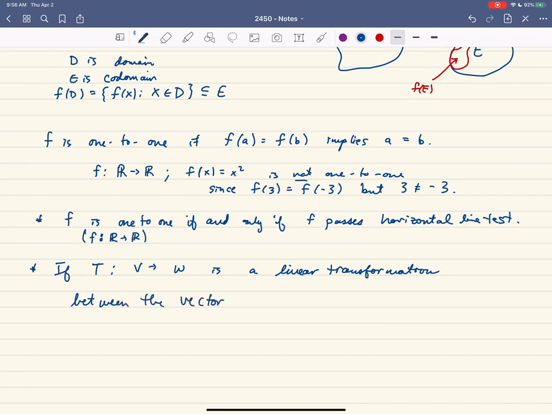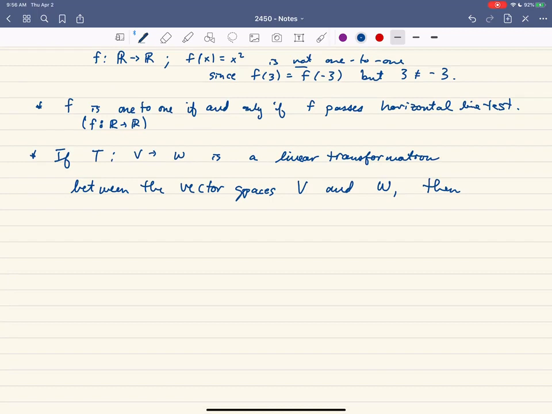Okay, so between the vector spaces V and W, it turns out that T is 1 to 1. This is really the definition that we're going to work with. T is 1 to 1 if and only if the kernel of T is just the 0 vector.